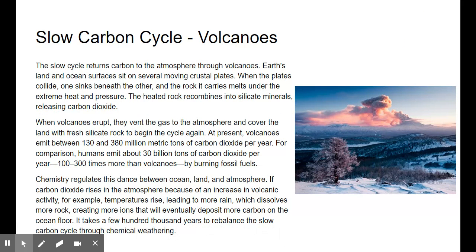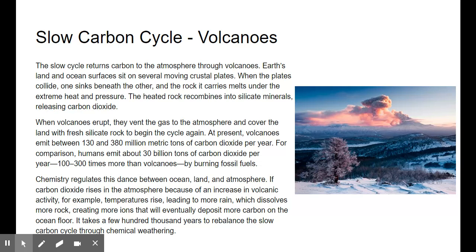The slow cycle returns carbon to the atmosphere through volcanoes. Earth's land and ocean surfaces sit on several moving crustal plates. When the plates collide, one sinks beneath the other, and the rock it carries melts under the extreme heat and pressure. The heated rock recombines into silicate minerals, releasing carbon dioxide. When volcanoes erupt, they vent the gas to the atmosphere and cover the land with fresh silicate rock to begin the cycle again. At present, volcanoes emit between 130 and 380 million metric tons of carbon dioxide per year.